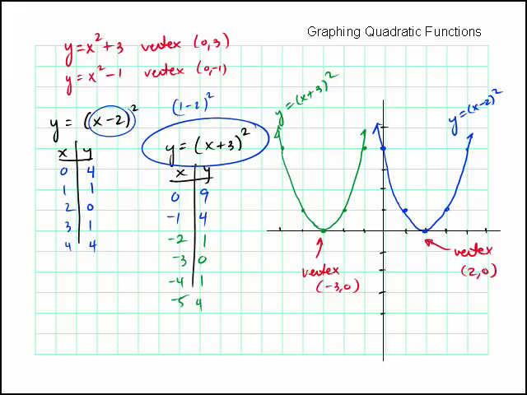And so we now know how to move a parabola left and right. Notice that in all the examples I've done so far, the shape of the parabola has not changed, only the location of the vertex.